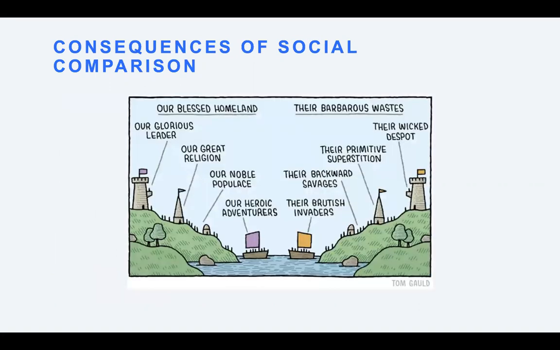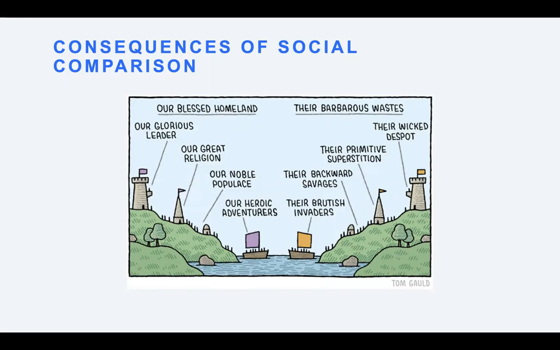So this is an example. Our Blessed Homeland, this group on the left of your screen, this group is the in-group. They have a glorious leader, great religion, a noble populace, and heroic adventures. The out-group are the barbarous wastes. Their leader is a wicked despot. Their religion is primitive superstition. They are backward savages, and they're brutish invaders.